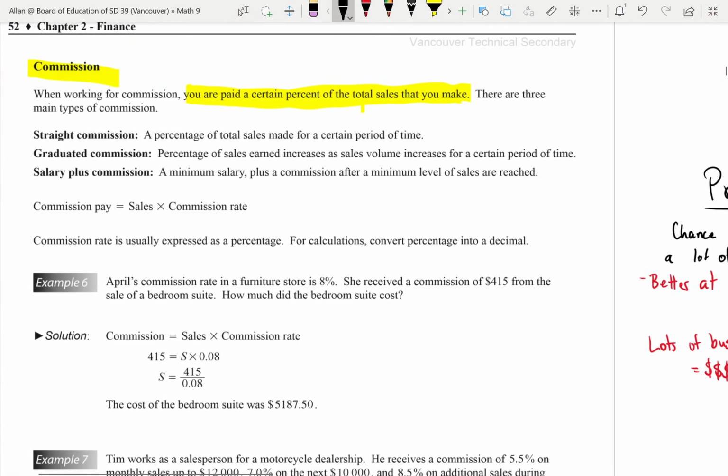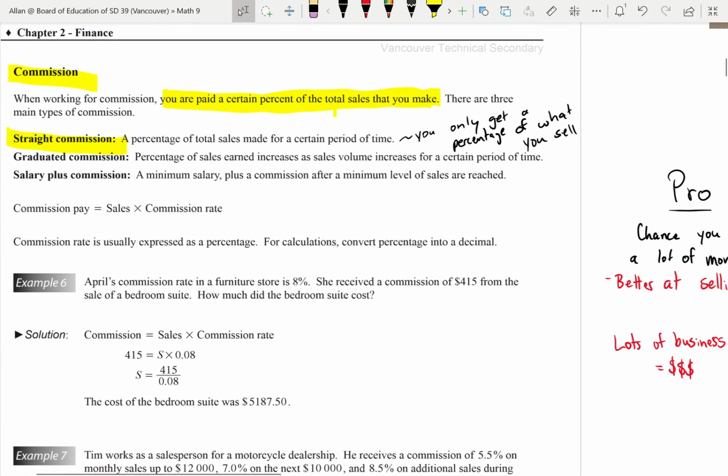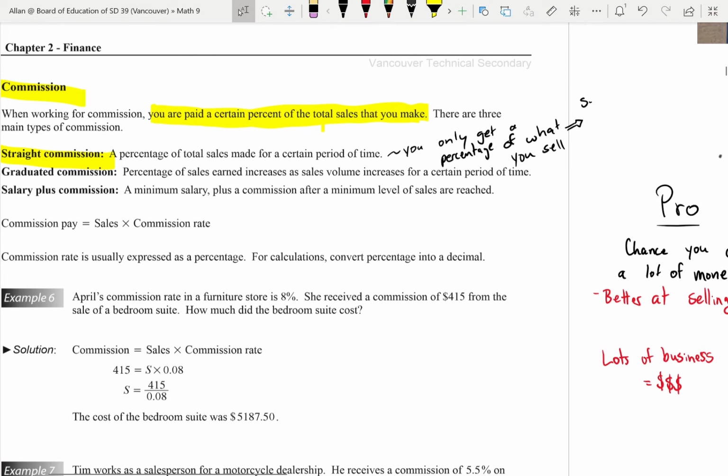Now, there's three types. There's what's called straight commission. So this is you only get a percentage of what you sell. So the problem with this is, what happens if you sell nothing? Well, in this case, your paycheck is nothing. You have to sell something in this case.